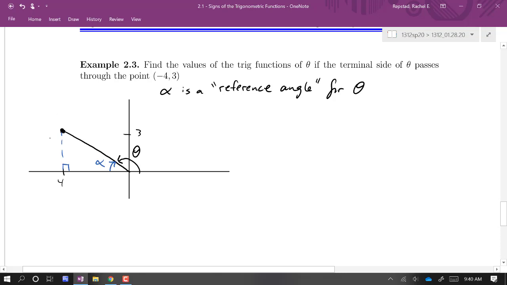So we know that the vertical leg has length 3. The horizontal leg has an absolute length of 4, but I'm going to attach the sign to it, negative 4. And then we're going to find the value r of the hypotenuse. R is always a positive length. We only attach signs to the legs, to the things that are the xy coordinates. So if we find r, of course Pythagoras will help us out with that.